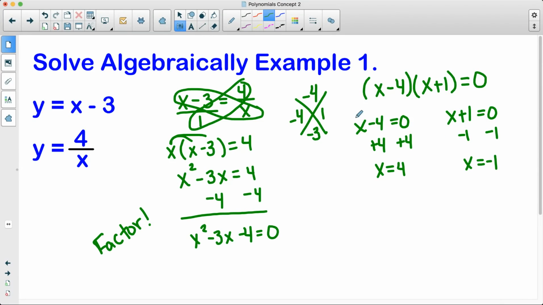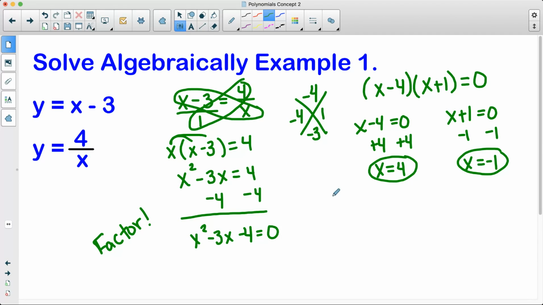Now, in the past, when we've solved quadratic functions by factoring, we stopped here because we were looking for the x-intercepts. And we always know that with an x-intercept, our y value is always equal to 0. Well, I'm no longer looking for the x-intercepts. I'm looking for where these two equations cross one another on a graph. So I also have to find the y values. And how we're going to do that is we're going to take each of these x values and plug them into each of these original equations and see what y is equal to.